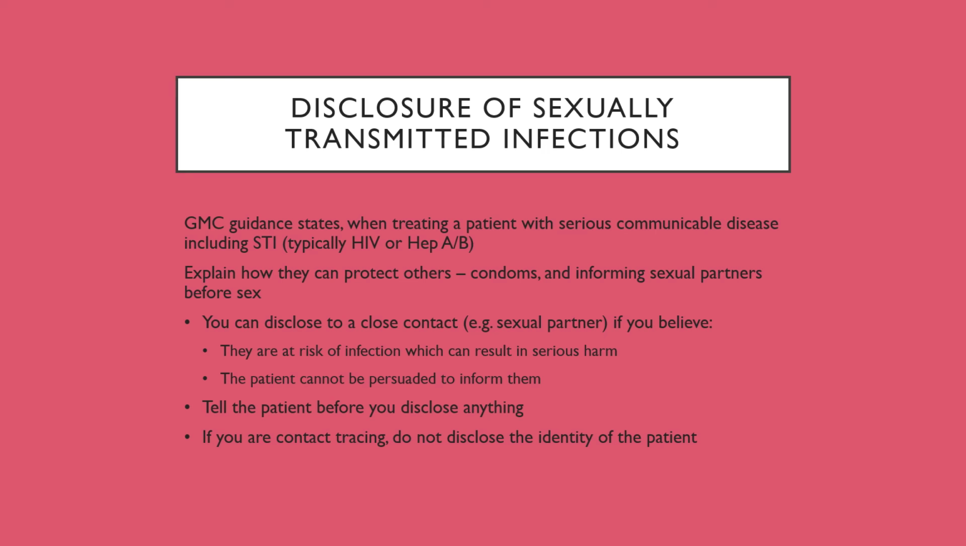And then if you don't think they're going to inform their partner, you can disclose to a sexual partner if you believe that the partner is at risk of infection, which could result in serious harm. And then if you cannot persuade that patient to inform them, then you are allowed to disclose. You do need to tell the patient before you disclose it. And in general then, if you are contact tracing for that patient, so if they've told you their sexual partners and you are tracing them to inform them that they should come in for testing, you should not be disclosing the identity of that patient in that case.